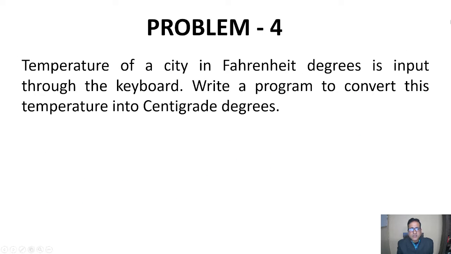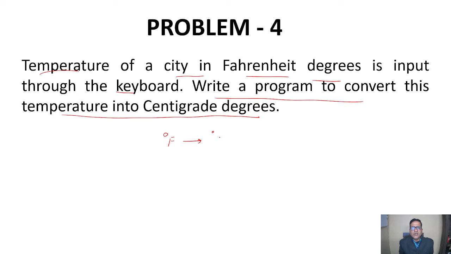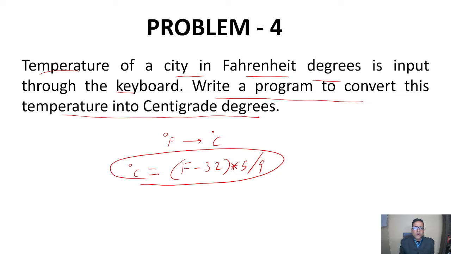Fourth problem is that the temperature of a city in Fahrenheit degree is input through the keyboard. Write a program to convert this temperature into the centigrade degree. Means we have to convert degree Fahrenheit into the degree Celsius. So its formula is (F minus 32) into 5 divided by 9. To find the degree Celsius we have to put this formula.